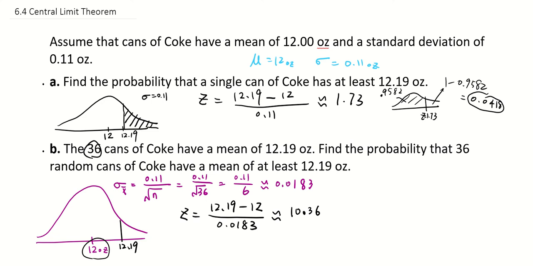And this is such a big z-score. If you go to the chart, you probably can't see it. So the probability of finding a number with the z-score greater than or equal to 10.36 is almost 0. So the probability of finding a sample of 36 cans with a mean weight greater than or equal to 12.19 ounces is almost 0%.